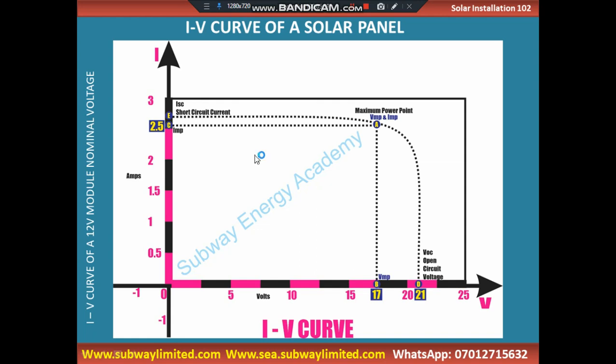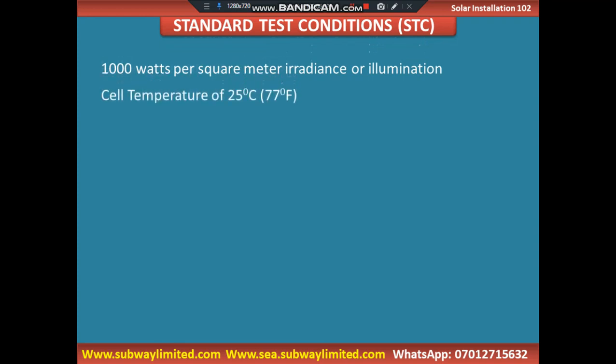When we are talking about standard test conditions, the solar panel will be subjected to 1000 watts per square meter irradiance or illumination. What do we mean by that? That means the amount of solar energy per unit area arriving on the surface of a particular solar panel at a particular angle. Then there is always a cell temperature that the solar panel will be subjected to.